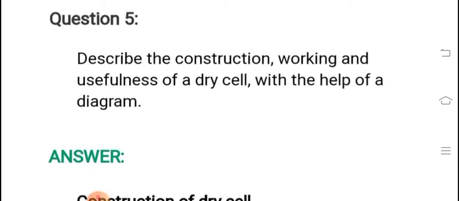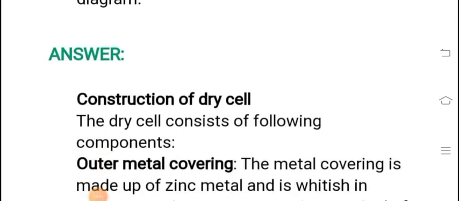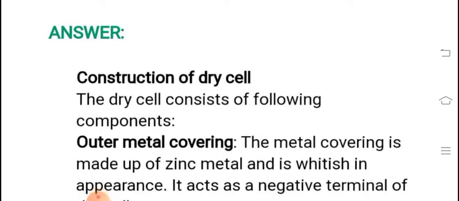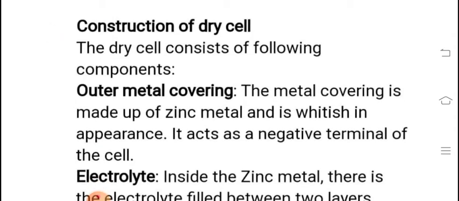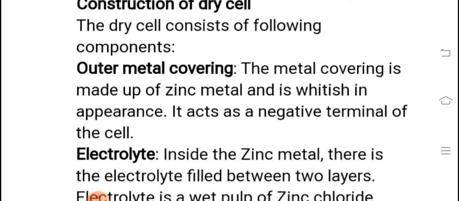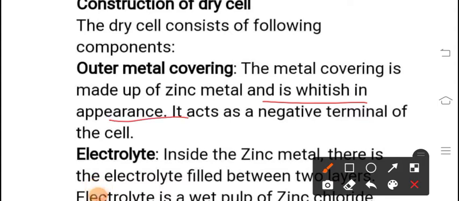Next question. Describe the construction, working and usefulness of a dry cell with the help of a diagram. Construction of a dry cell: the dry cell consists of the following components. Outer metal covering. As I have shown you in the video also, there are covers on your dry cells. You can observe it in the video clearly. You will get this answer completely. The metal covering is made up of zinc metal and whitish in appearance. It acts as the negative terminal of the cell.